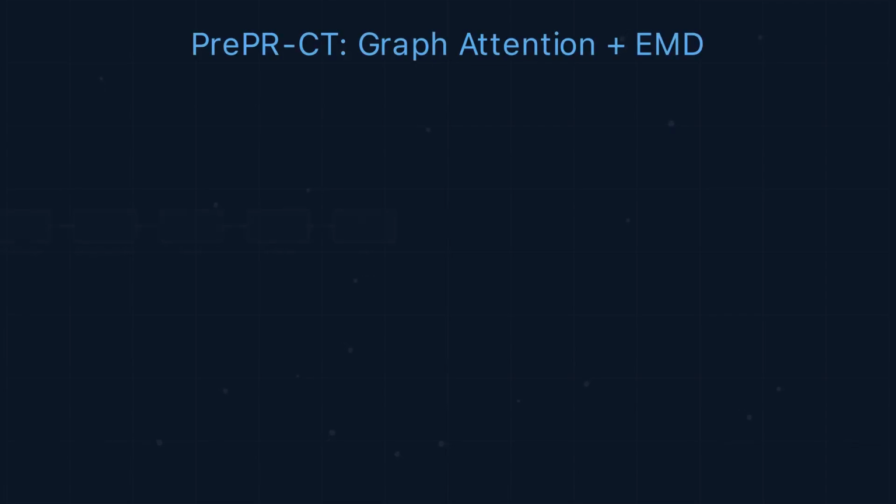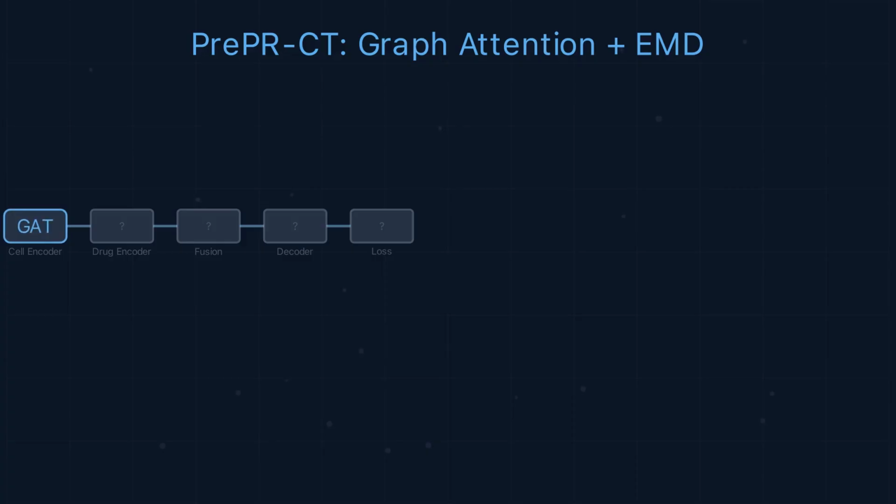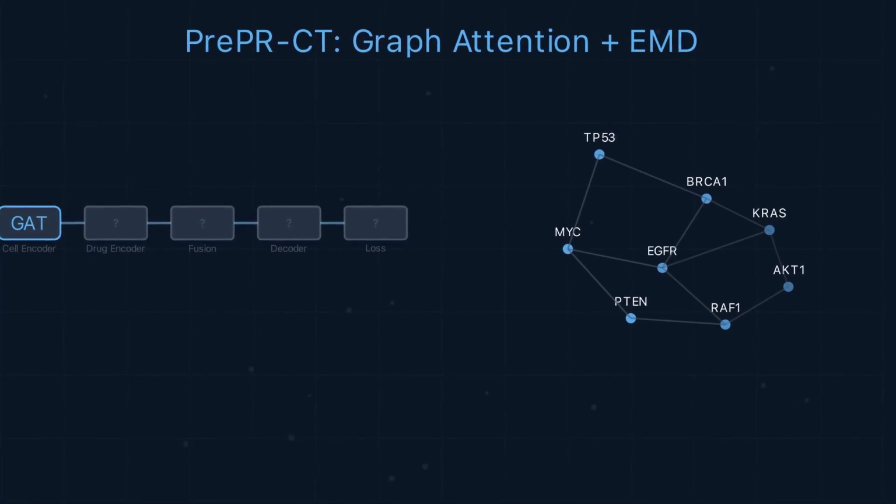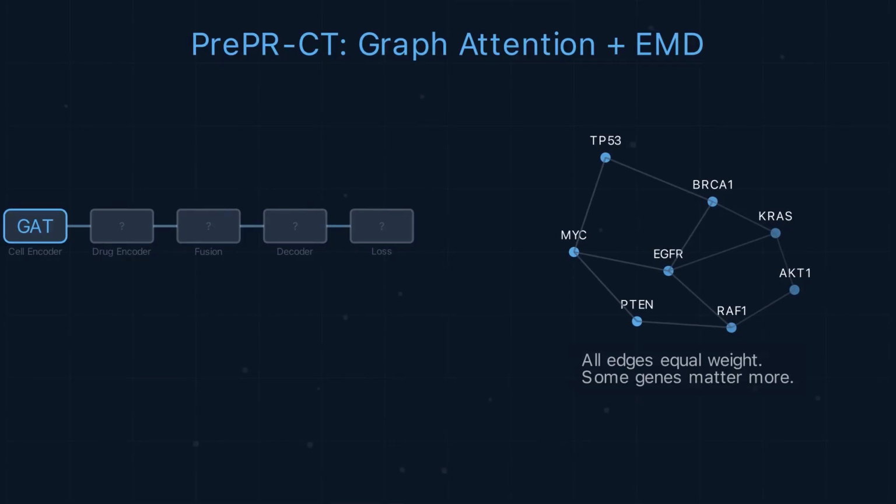PrePR-CT starts with the cell encoder. Their choice here shapes everything that follows. They build a co-expression graph. Each gene becomes a node. Genes that tend to go up or down together get connected by an edge. The graph encodes what biologists already know about gene relationships.